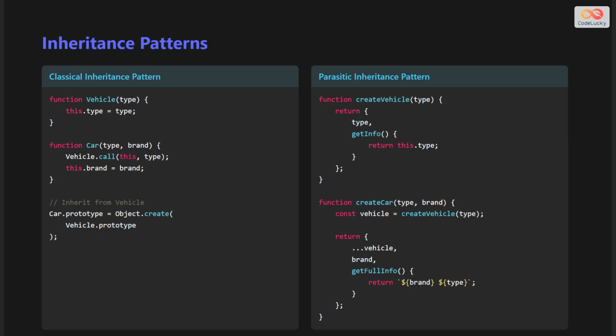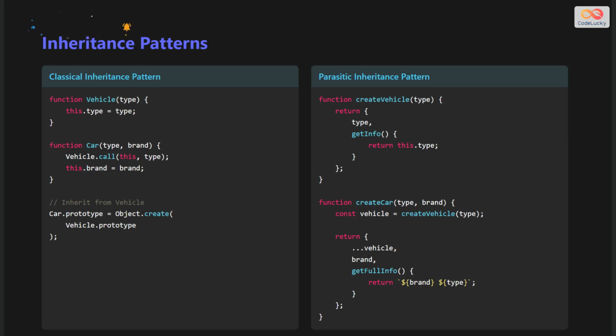In the first example, a constructor called vehicle is created with the property type. Another constructor called car is created which calls the vehicle constructor to inherit the type property and adds an additional property called brand. Car prototype is set to an object created from vehicle prototype to achieve inheritance.